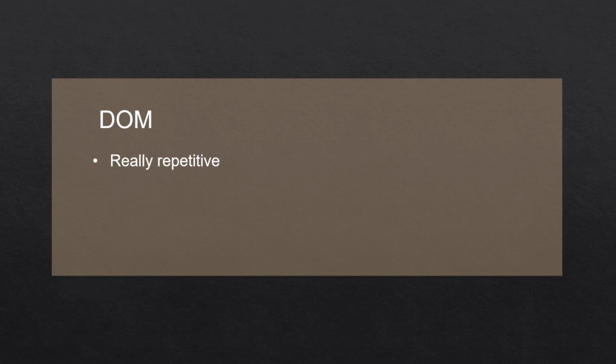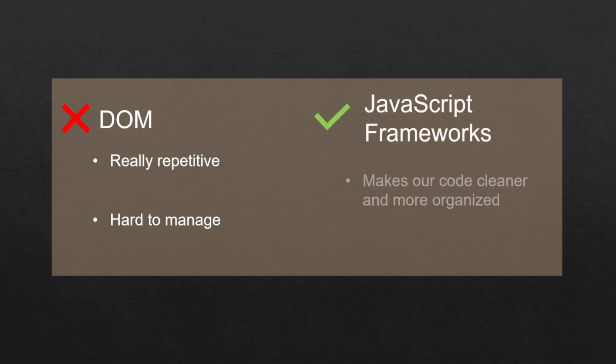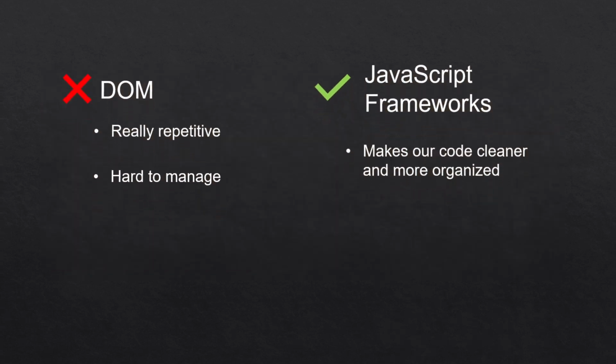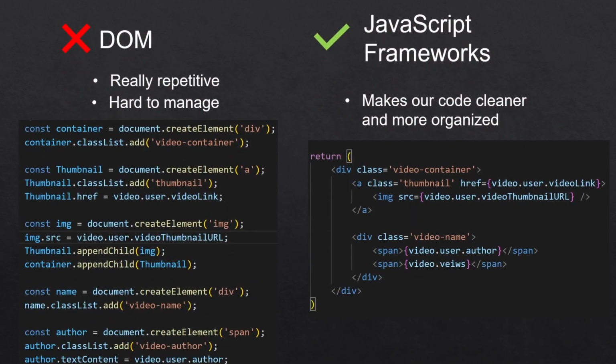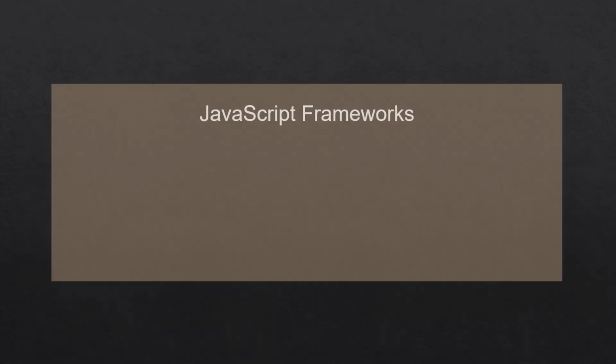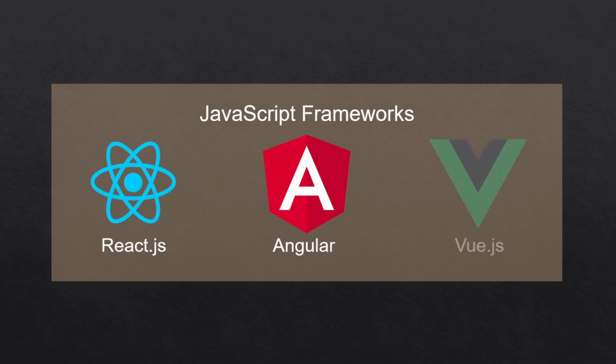However, using the DOM directly like this is really repetitive and hard to manage, and that's why we use JavaScript frameworks. JavaScript frameworks are like tools for building web applications faster and easier by using pre-built code. As a result, our code becomes cleaner and more organized, so we never use the DOM directly anymore. The most popular ones are React, Angular, and Vue.